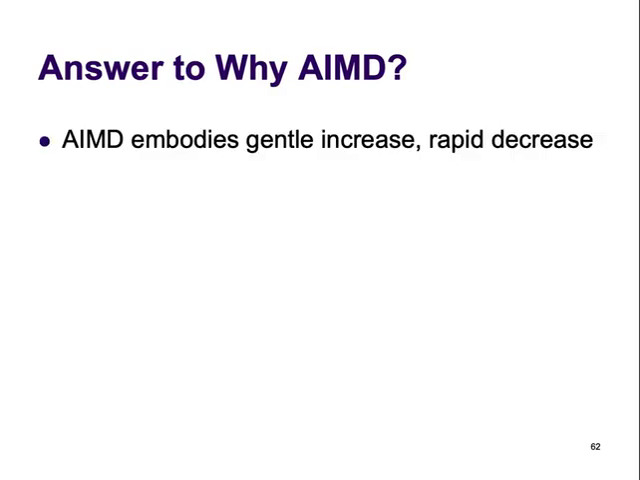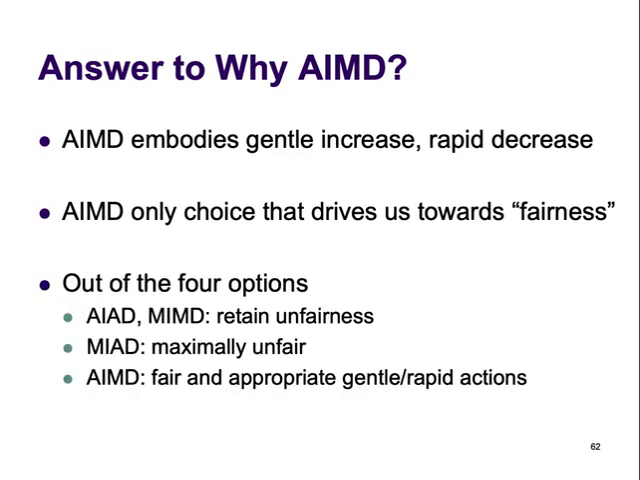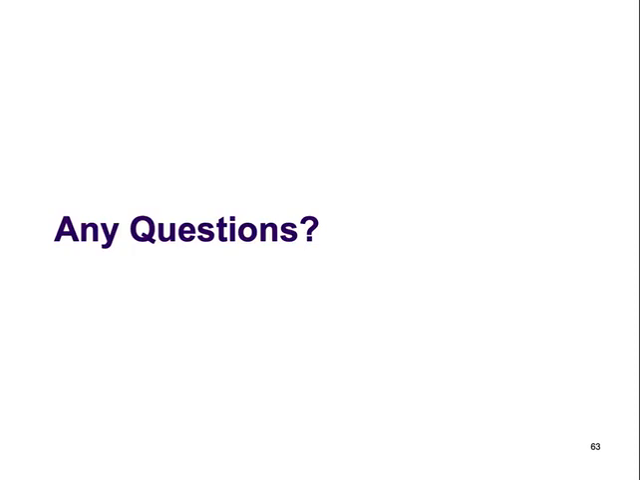Okay, great. So the answer to why AIMD: it embodies this sort of gentle increase, rapid decrease philosophy, and it's the only choice that's going to drive us to get both fairness and efficiency. Now, the example that we walked through with this model is a toy model in the sense that the only two flows are both reacting in lockstep, but the general intuition holds for why AIMD is the right solution. Okay? So out of the 4 options, AIAD and MIMD retain unfairness, they don't improve it. MIAD makes it worse, it's maximally unfair, and AIMD achieves both of them. Any questions on that?